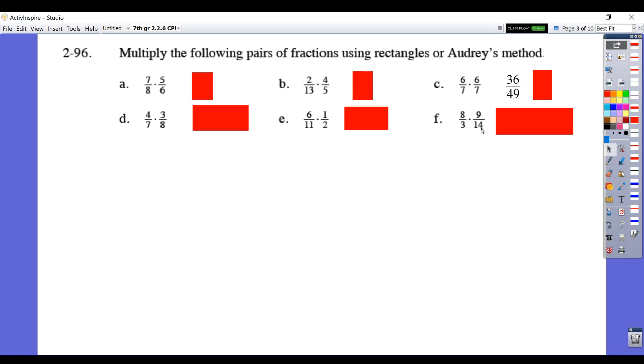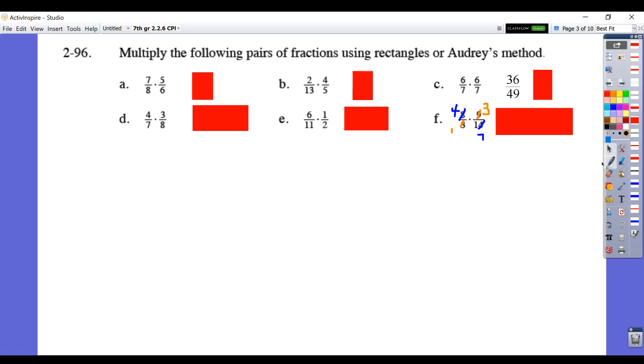However, for something like F, you could simplify the 8 and the 14 by dividing both by 2. 8 divided by 2 is 4. 14 divided by 2 is 7. And you could simplify the 3 and 9 by dividing them both by 3. 3 divided by 3 is 1. 9 divided by 3 is 3. Okay, so it's a little bit messy. Hopefully you can still read it. But basically, once you're done simplifying as much as you can, then you can multiply across.